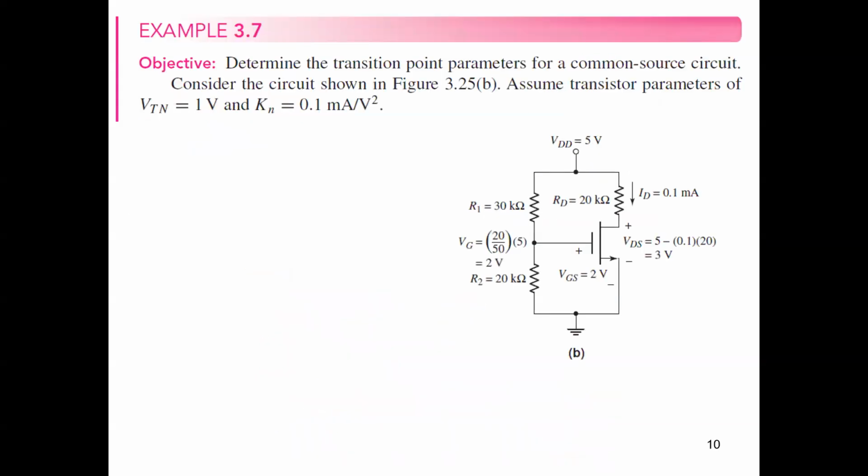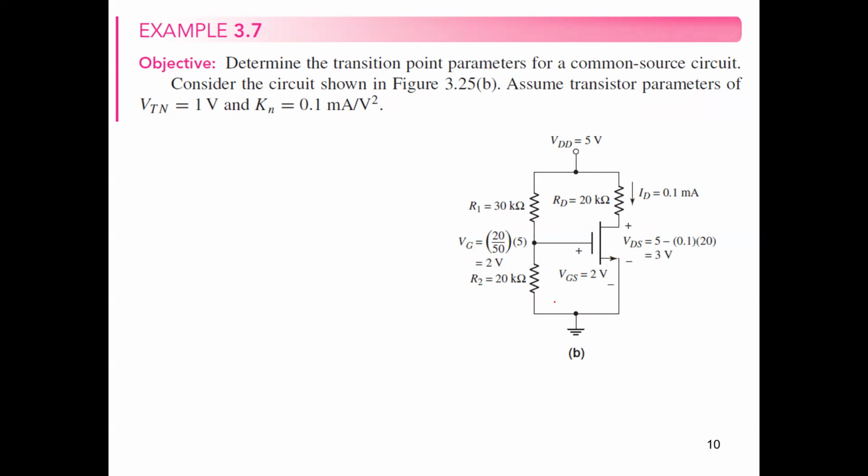So this is our MOSFET here. We have resistance R1, we have resistance R2. All of these values are known. We have RD is given as well. And finally, the source is connected to ground. So this is the analysis for a common source MOSFET.